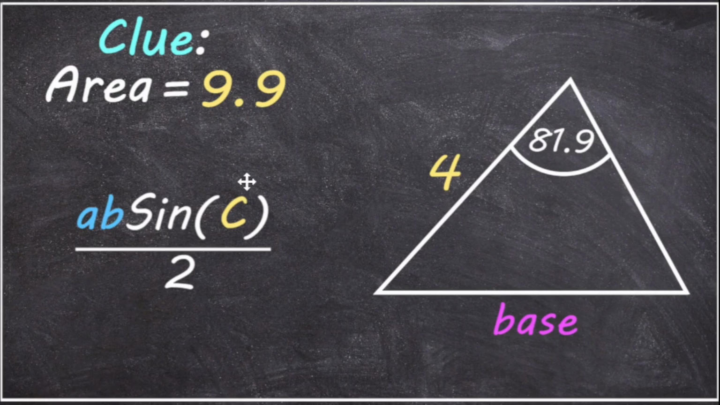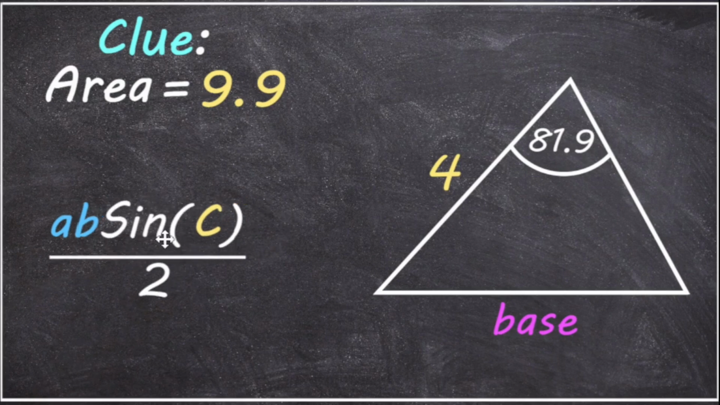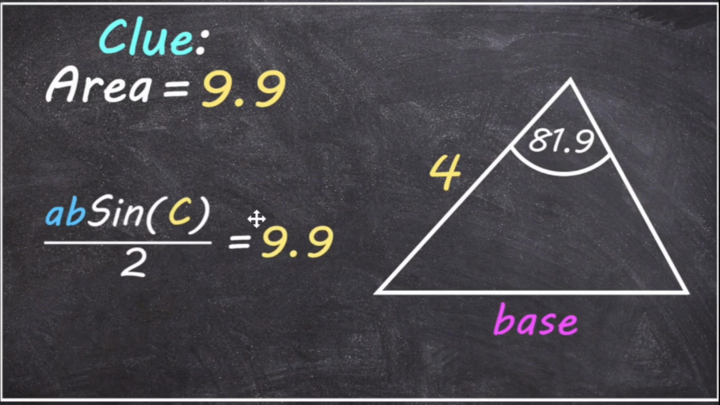If you're interested in why this formula is able to find the area of a triangle, I made a video previously which shows the proof, and I've linked the video in the description. Now, since this formula gives the area of a triangle, its value must be equal to 9.9. And now that we have this equation, we need to decide which edges of the triangle are represented by a and b, and which angle in the triangle is represented by c.